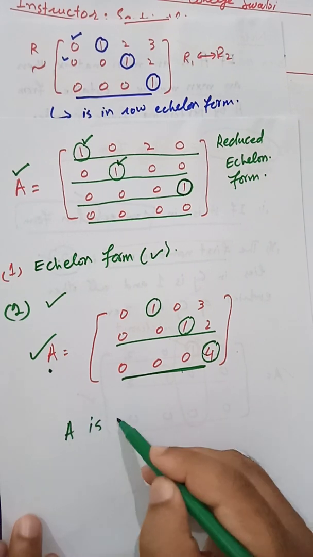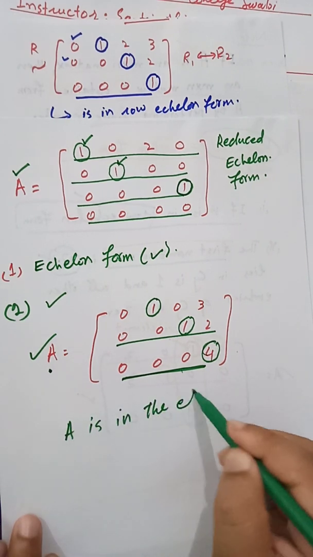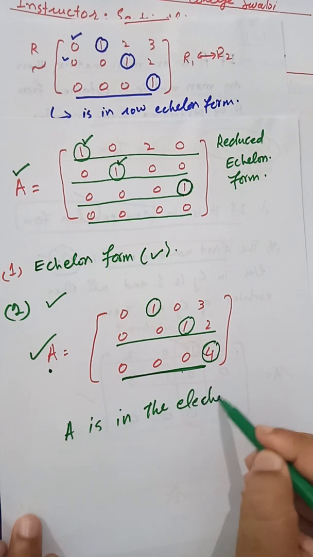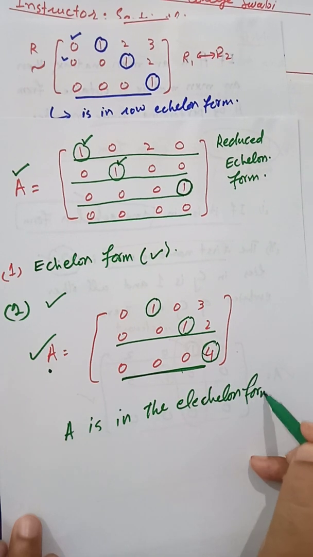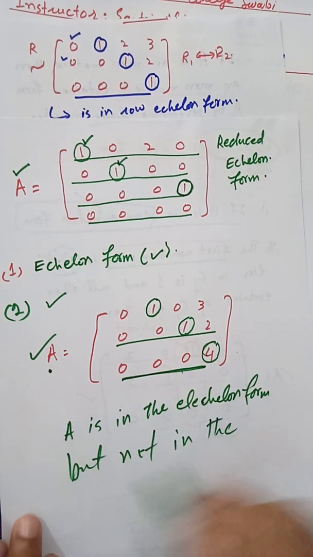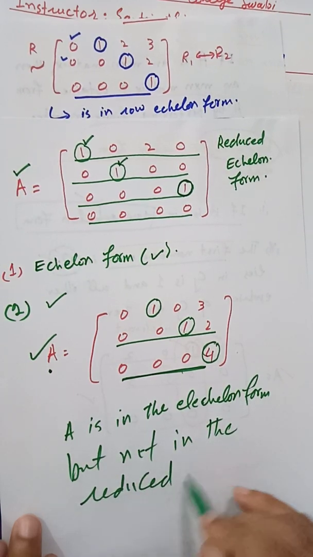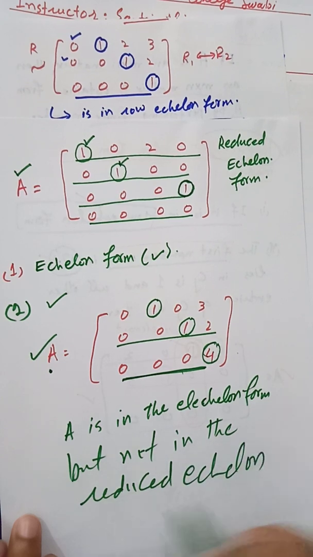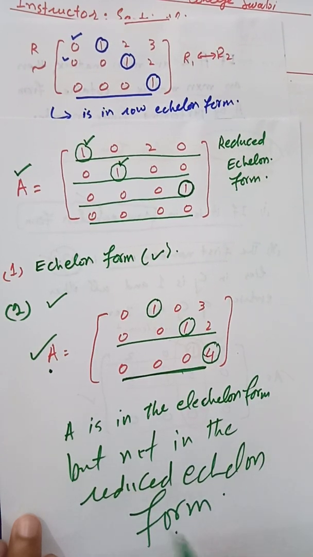A is in the echelon form but not in the reduced echelon form.